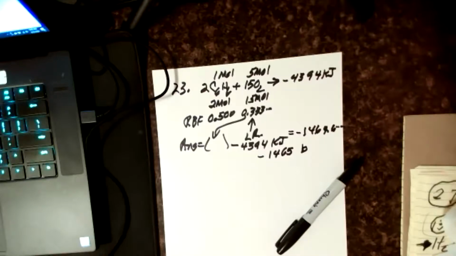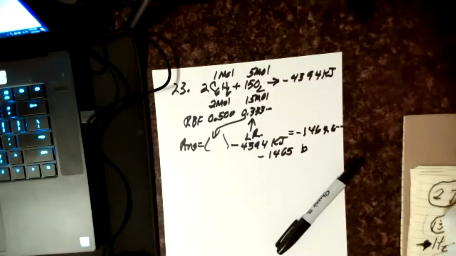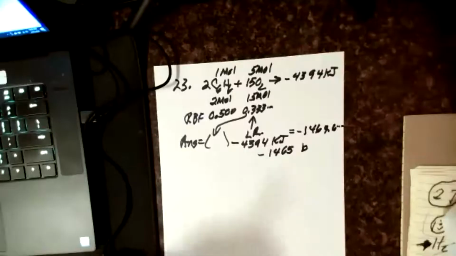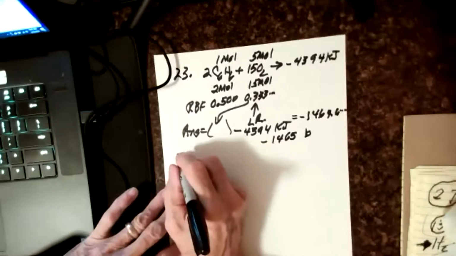All right, now 25. Let's go back so you can see the questions again. Okay. Number 24 is a heat flow problem. So we're going to need to use heat gained equals heat lost. So let's go back and take a look at the camera, and let's work number 24.